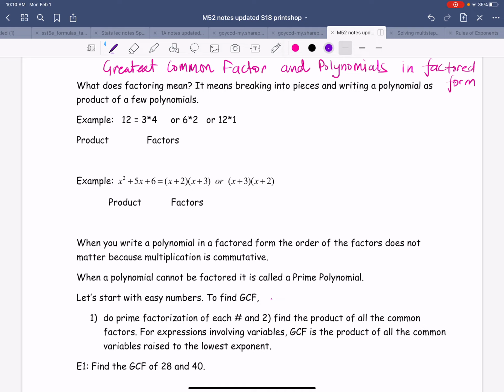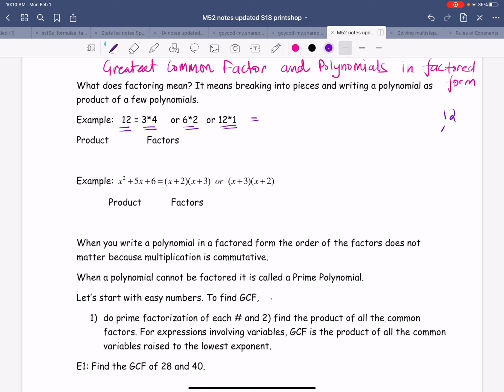For example, if my number is 12, the factors are 3 times 4. In the factored form, 12 can be written as 3 times 4. And it can also be written as 6 times 2. It can also be written as 12 times 1. Ideally, we want to write the prime factors. So we want to actually go ahead and break it into prime factors.